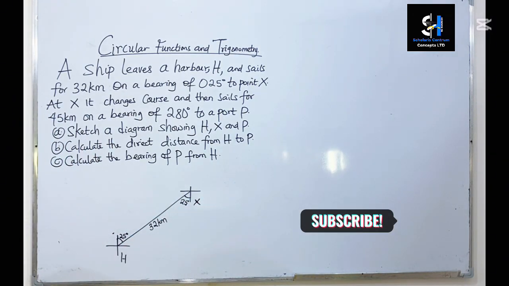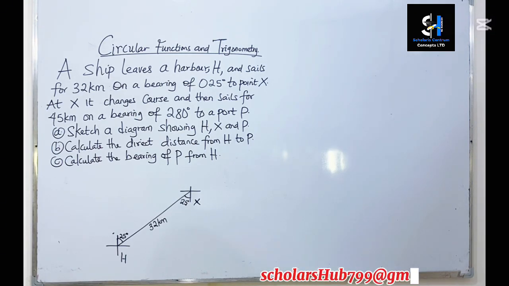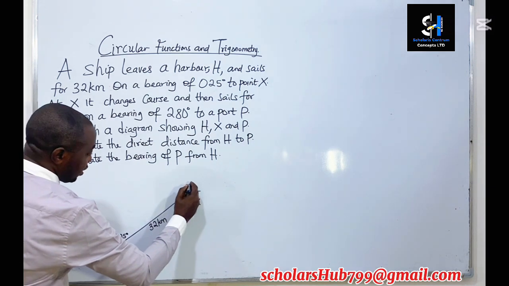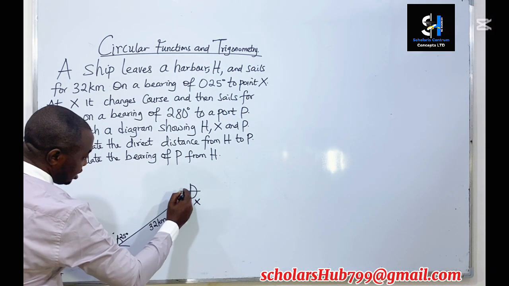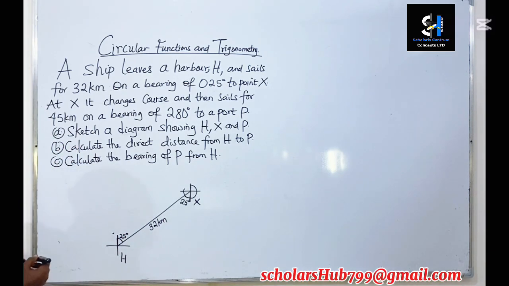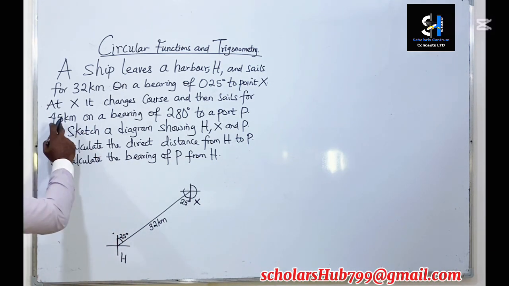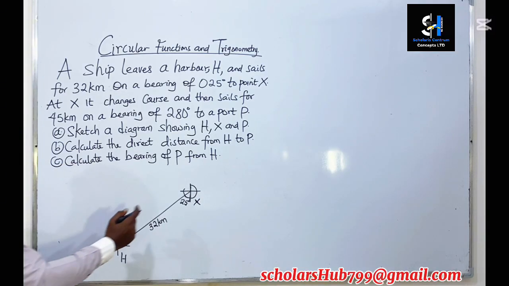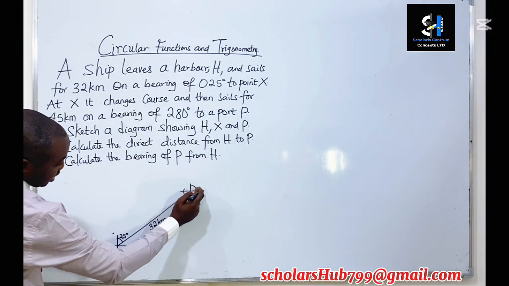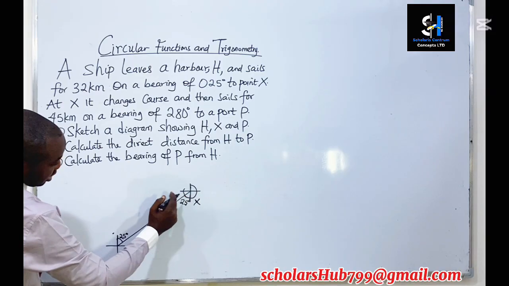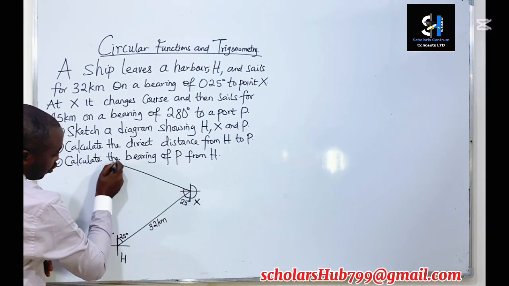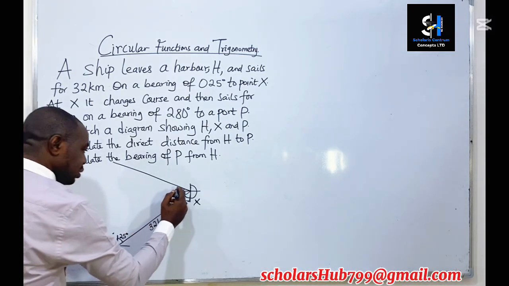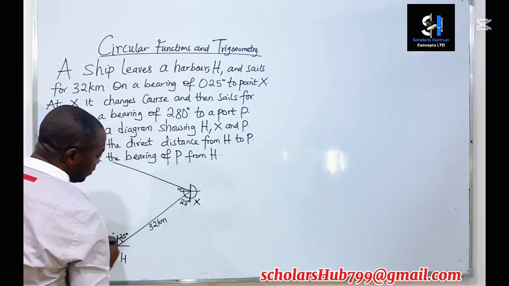Then we are given that at X, it changes course and sails for 45 kilometers. Let's not forget that when taking bearing, we go clockwise. So this is 180, then this. It sails for 45 kilometers on a bearing of 280. Now this is 270, this is 90, 90, then 90. That's 270, then plus 10 makes 280. So the angle here will be 10 degrees.